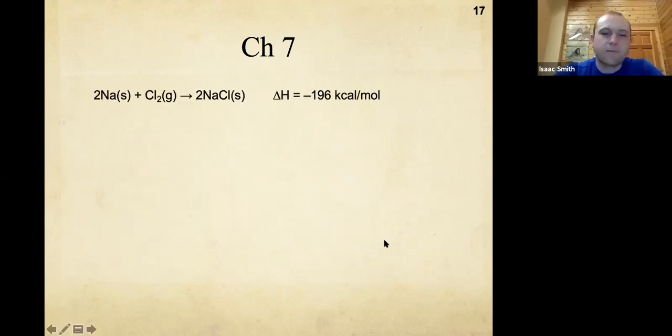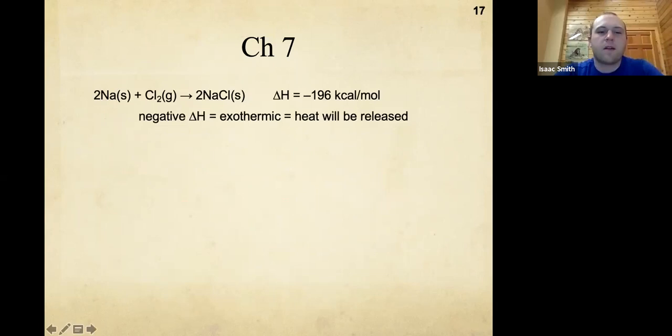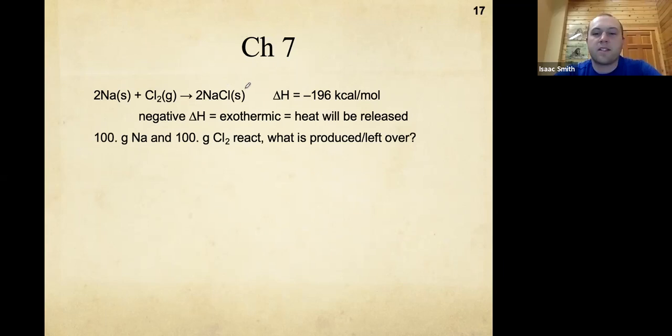All right, so here's an example, right? We have this chemical equation that has a negative delta H. So heat is released, so we can consider heat as a product. And we say that we have 100 grams of sodium and 100 grams of chlorine. What is produced and what is left over? So how much product is produced and how much reactant is left over? You could try and pause the video and work this out. You should have enough information right here to do all this.